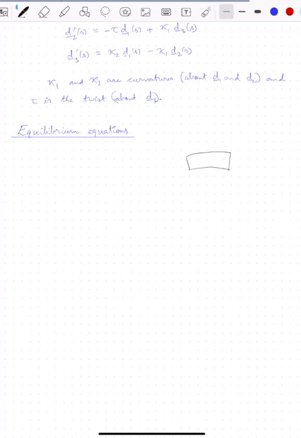So in this case, we have again a segment of rod. Let's consider this to be the center line, and let the position vector of the center line at one end be R vector of S, and at the other end R vector of S plus delta S.